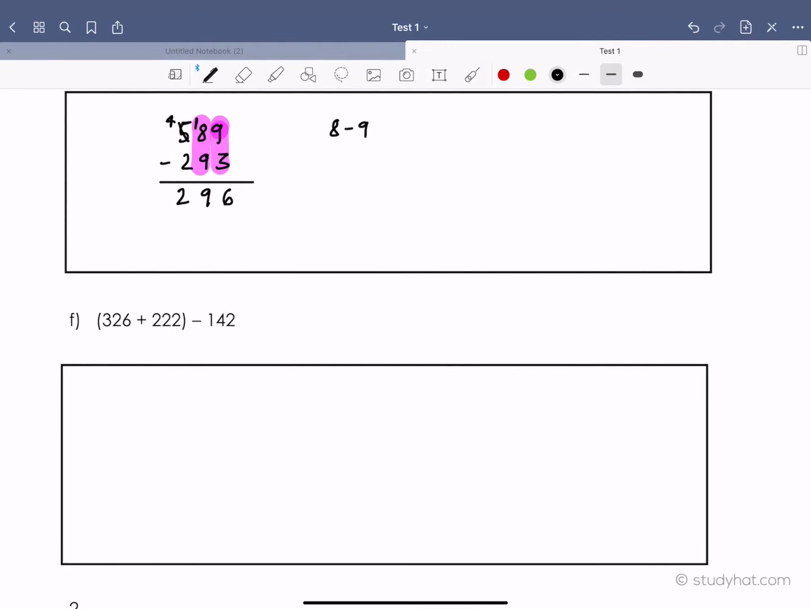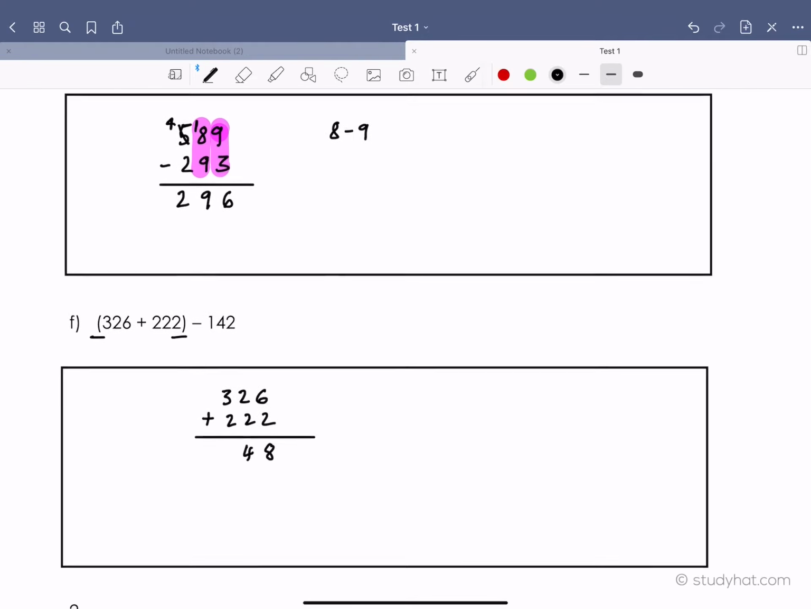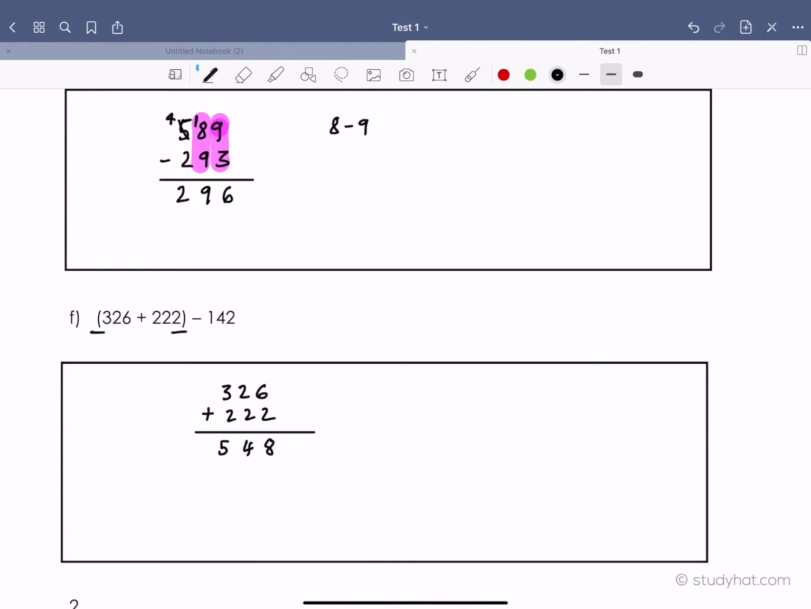Okay, this one has got 2 steps. So we always do the things in brackets first. So we first of all will do 326 plus 222. As we've done before, straightforward. 6 plus 2 is 8, 2 plus 2 is 4, 3 plus 2 is 5. Now we're going to do the subtraction.